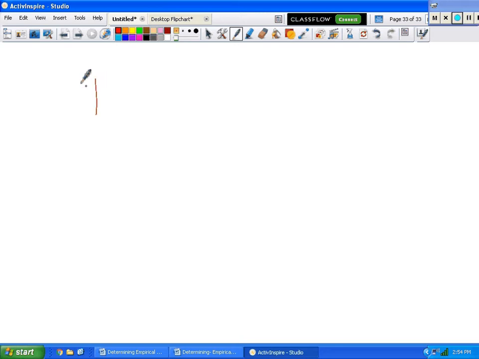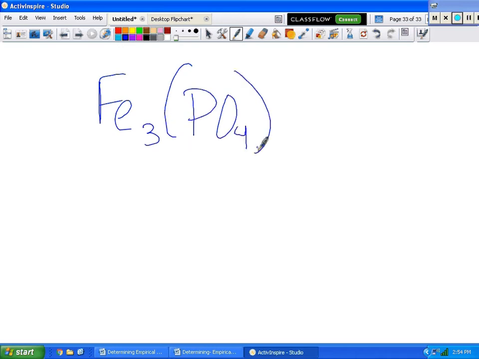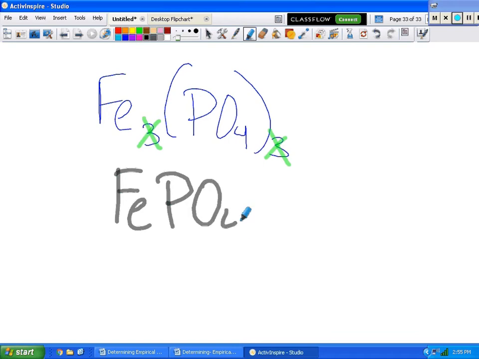What if we had Fe3(PO4)3? Now, my first question to you is, and I should have asked this on the last one, is this ionic, yes or no? What things make up ionic bonds? Are these ions? Yes. So this is an ionic bond. Can this be reduced any further? What can you reduce? You can get rid of the 3's. So what you would be left with is FePO4. You've been doing this.